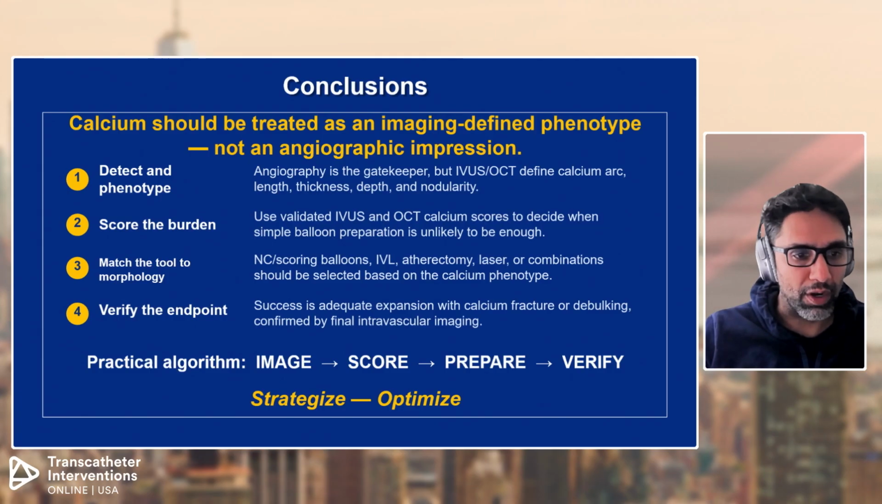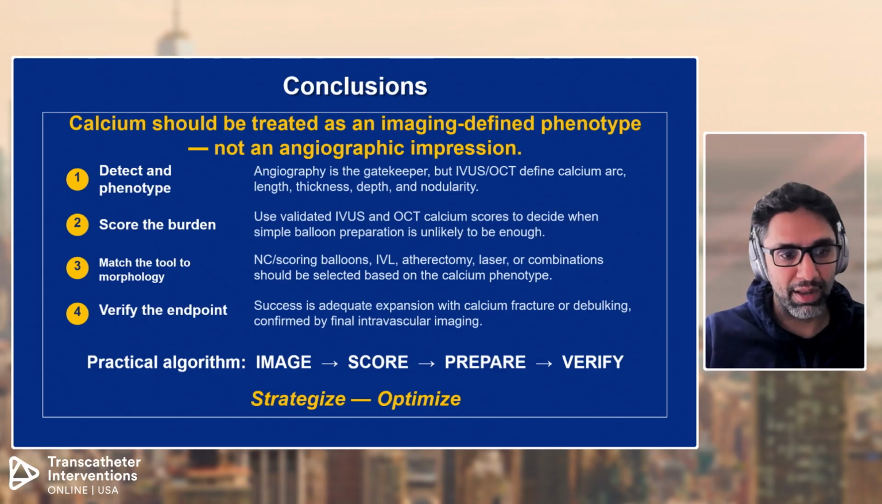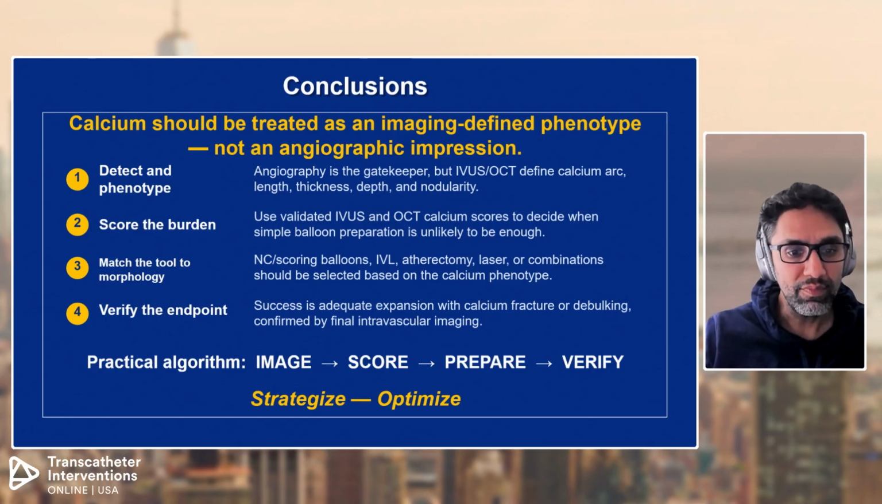Don't just look at the arc of 270 degrees. Incorporate the IVUS scores and the OCT scores to really determine which patients are going to be most likely to benefit from advanced lesion preparation. Match the tool to morphology. We didn't include this in this lecture, but we have shown previously when atherectomy is most likely to be beneficial, and that is when the lumen area is small at the maximum calcified site, so the atherectome interacts with the calcium. And then, of course, verify the endpoint.